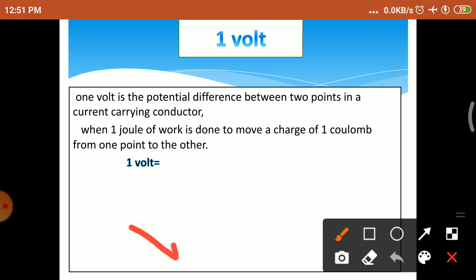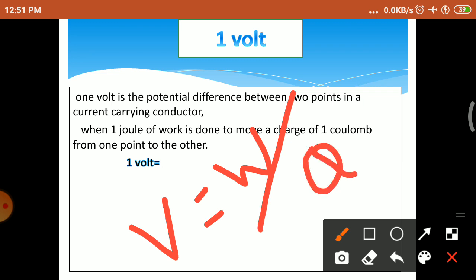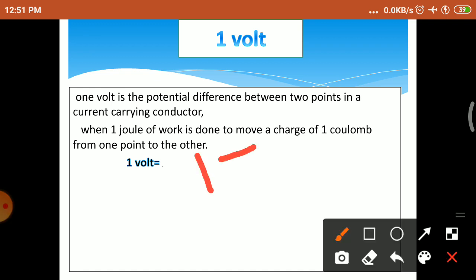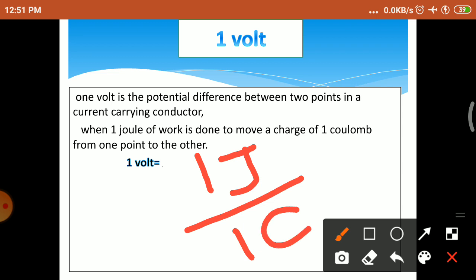That means we know that V equal to W by Q. So what is meant by 1 volt? 1 volt equals 1 joule of work done by 1 coulomb of charge. When 1 joule of work is done to move 1 coulomb of charge from one point to another point, then the potential is called 1 volt.